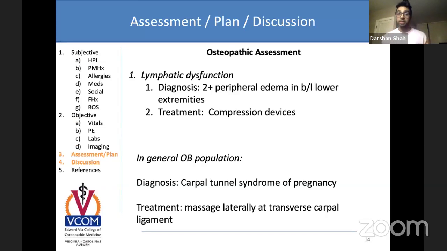And as always, because I'm a DO, I like to throw in an osteopathic assessment. So I look at every patient that I see and I say, what can we do osteopathically to really help this patient? So in her, she might have some lymphatic dysfunction, which you can see in pregnant women. She has leg swelling. So how can we treat that leg swelling for her?